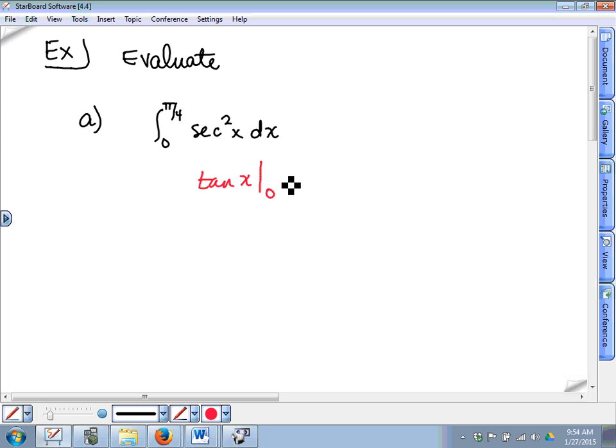Okay, and we're evaluating that from 0 to pi fourths. Secret identities. Good thing I have Brady to guide me through this tribulation of life.